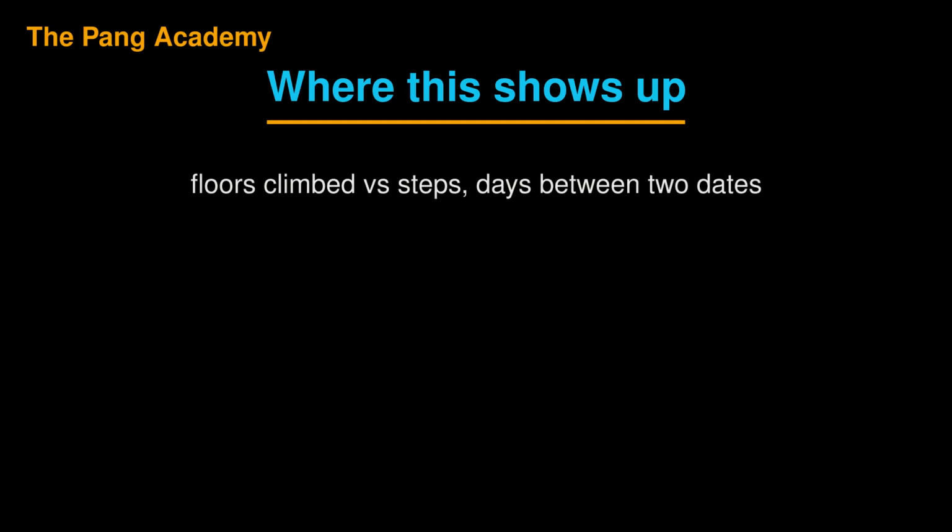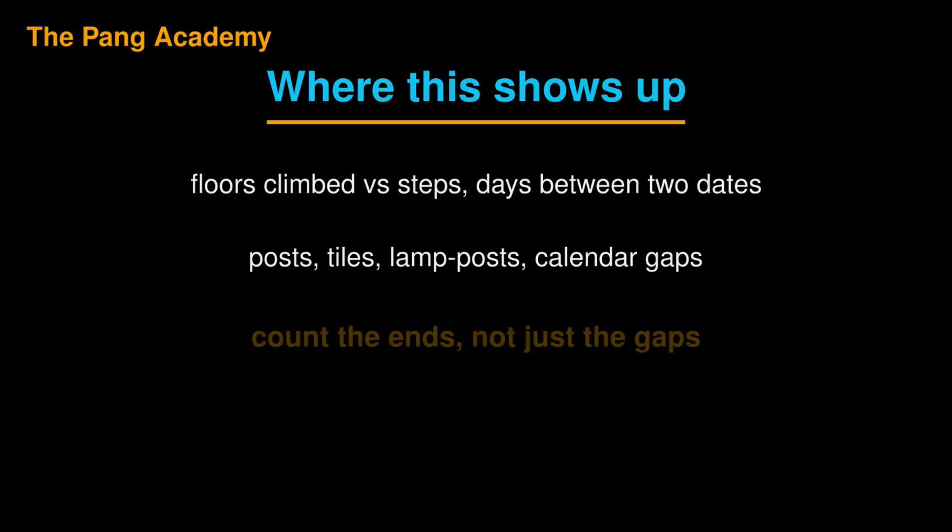The off by 1 hides everywhere. Climbing from the 1st floor to the 6th is 5 flights, not 6. The days between 2 dates, the tiles along a wall, the posts on a path. All of them turn on whether you count the ends. So slow down and count the ends, not just the gaps.